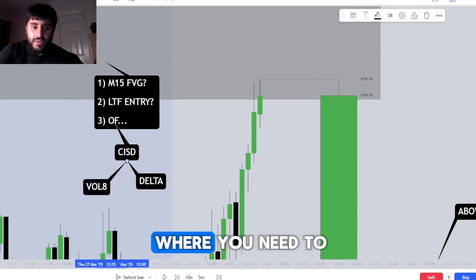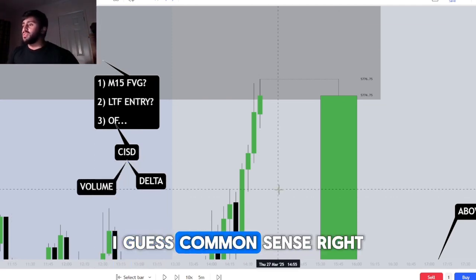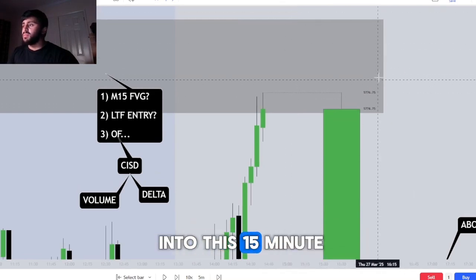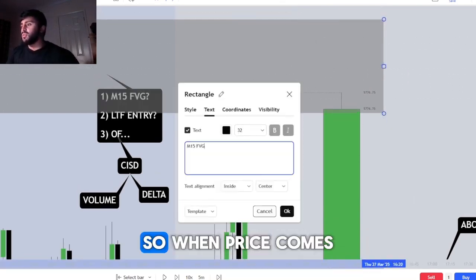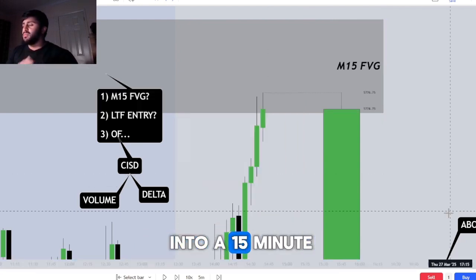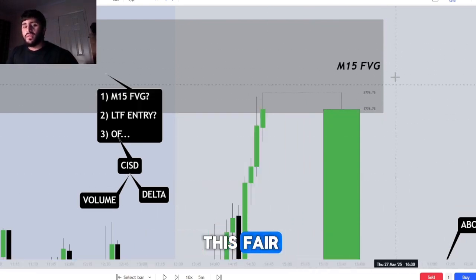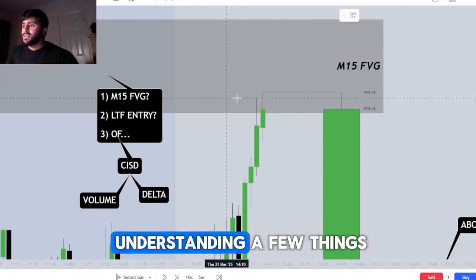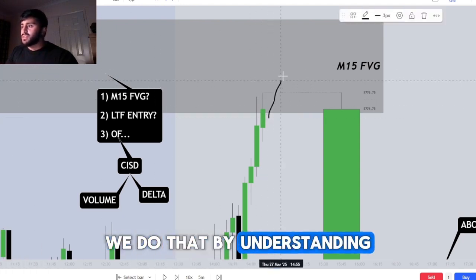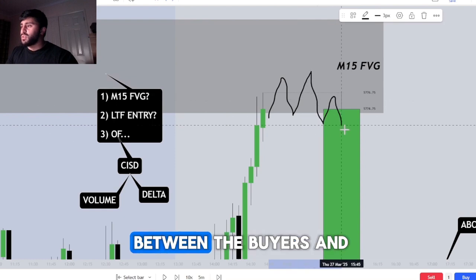So this is where you need to use a little bit of, I guess, common sense, right? So when we come into this 15-minute fair value gap, I'm going to label this as a 15-minute fair value gap, right? So when price comes into a 15-minute fair value gap, you want to know if this fair value gap is actually going to hold. And the way we do that is by understanding a few things. We do that by understanding who is in control between the buyers and the sellers.